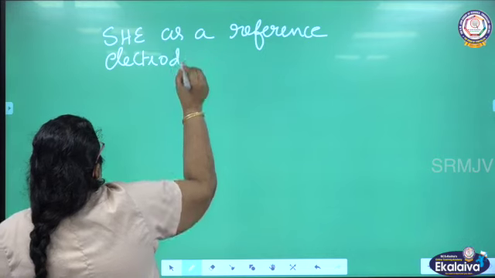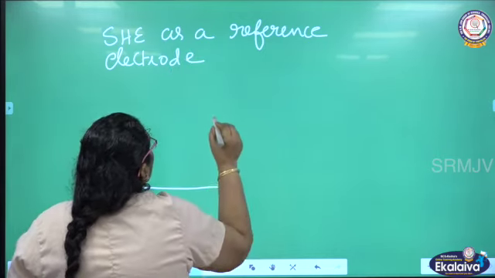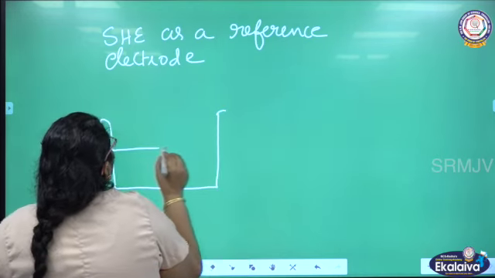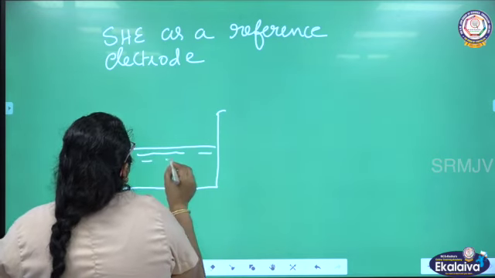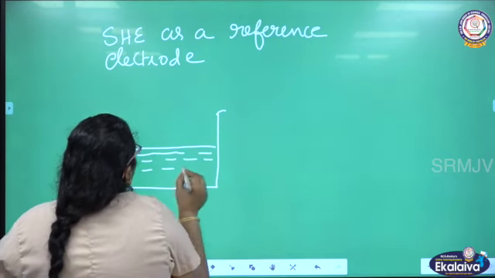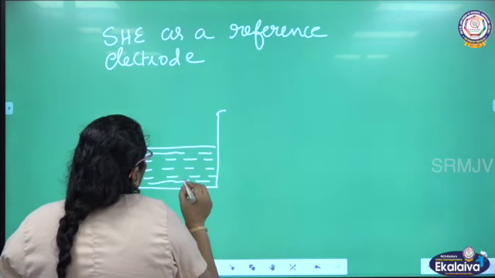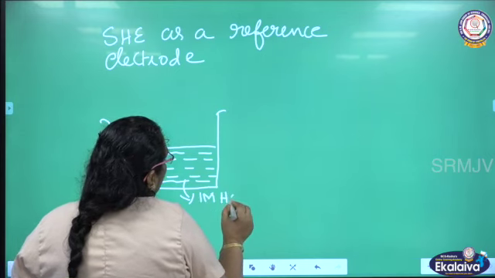Okay. Let us see, a container, a beaker, is taken. In the beaker, I have taken a 1 molar solution of HCl. So this beaker contains a 1 molar solution of HCl.